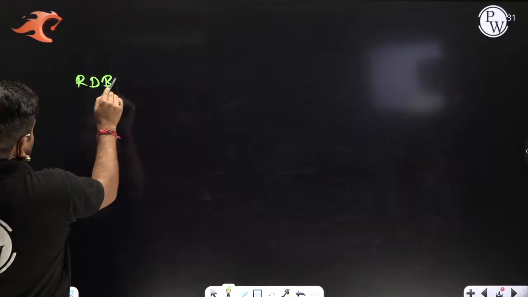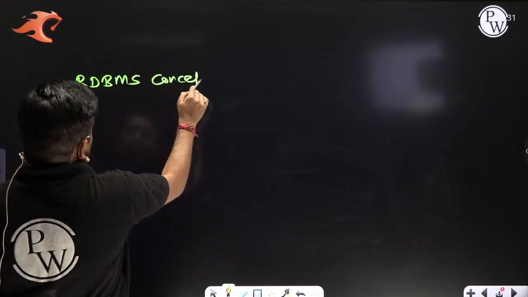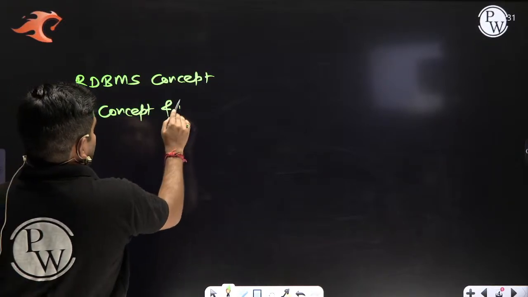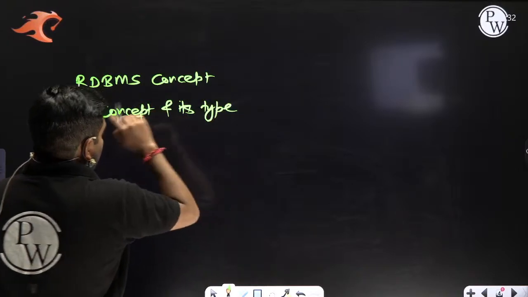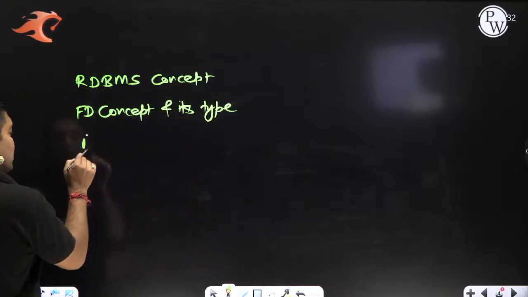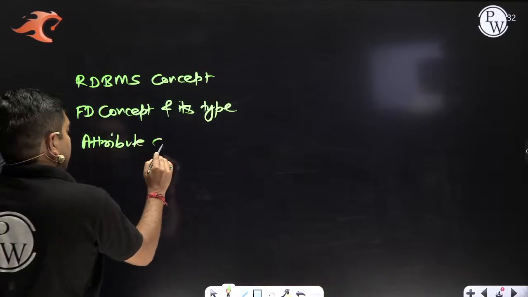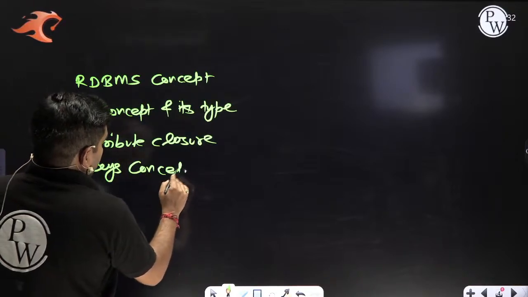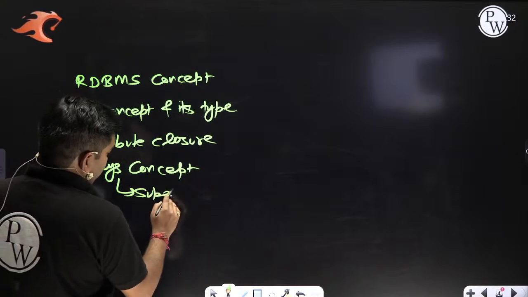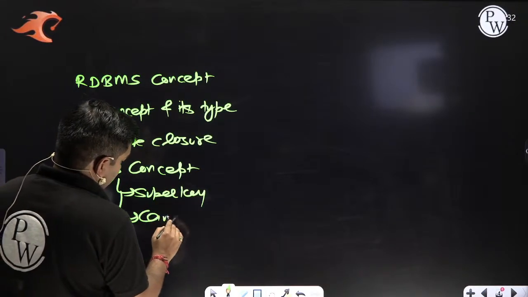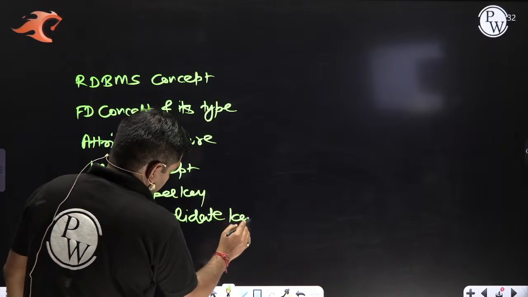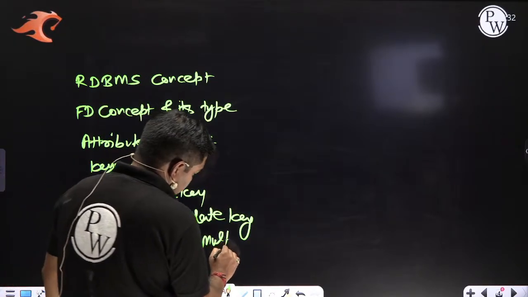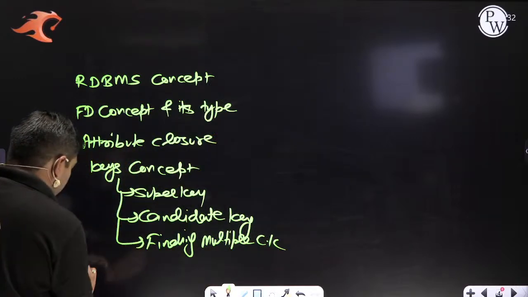We discussed the RDBMS concept, FD concept and its types. After that, we discussed attribute closure. Then we discussed the keys concept, in which we discussed super key, candidate key, finding multiple candidate keys, and membership set.